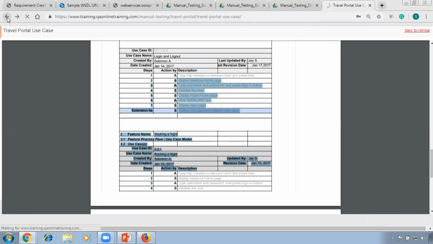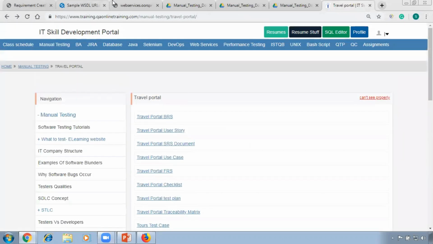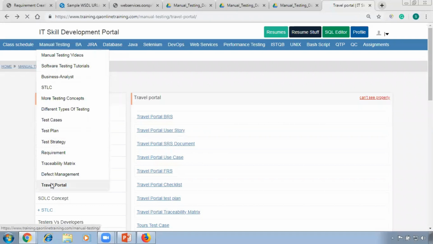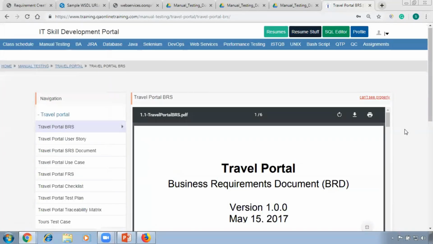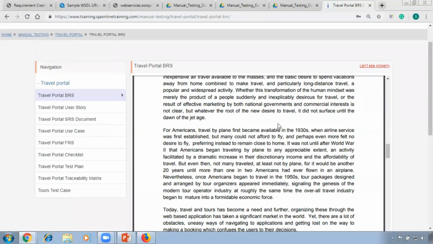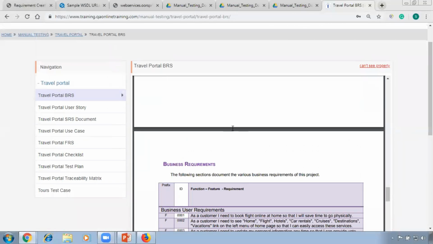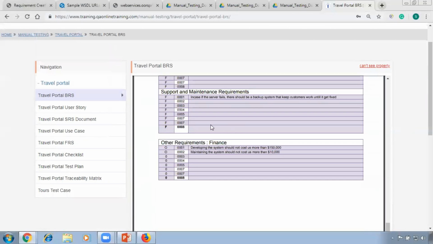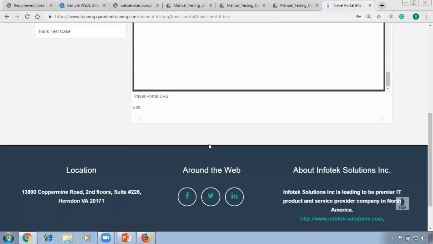You can directly go and get it here. Go to training portal. Under mentorship you will see a section called travel portal. You have to open this travel portal. There is a BRD section, BRS or BRD, business requirement specification, or document. Both are the same thing. It will show you information about the project: project stakeholders, the assumptions, the constraints, the requirements. Here we have scalability, and finance related information is also included.